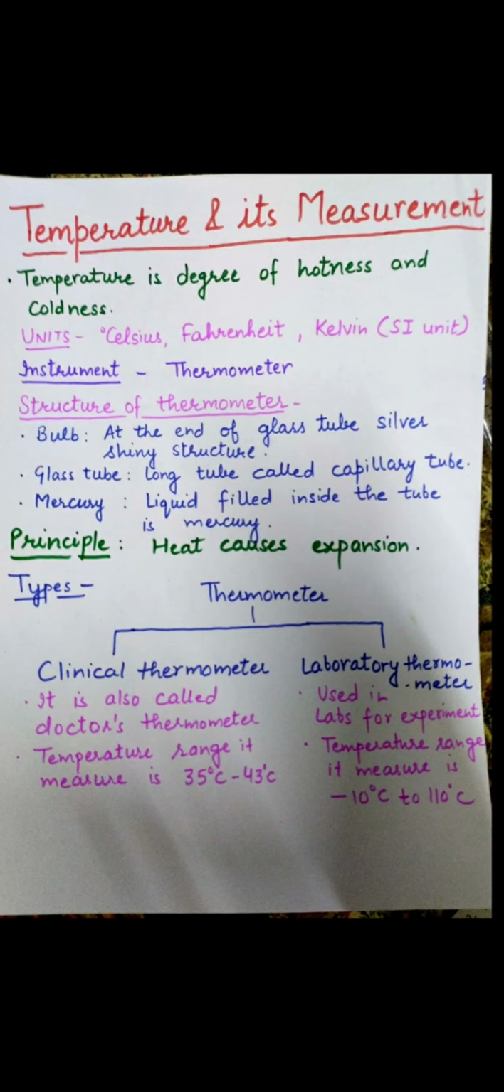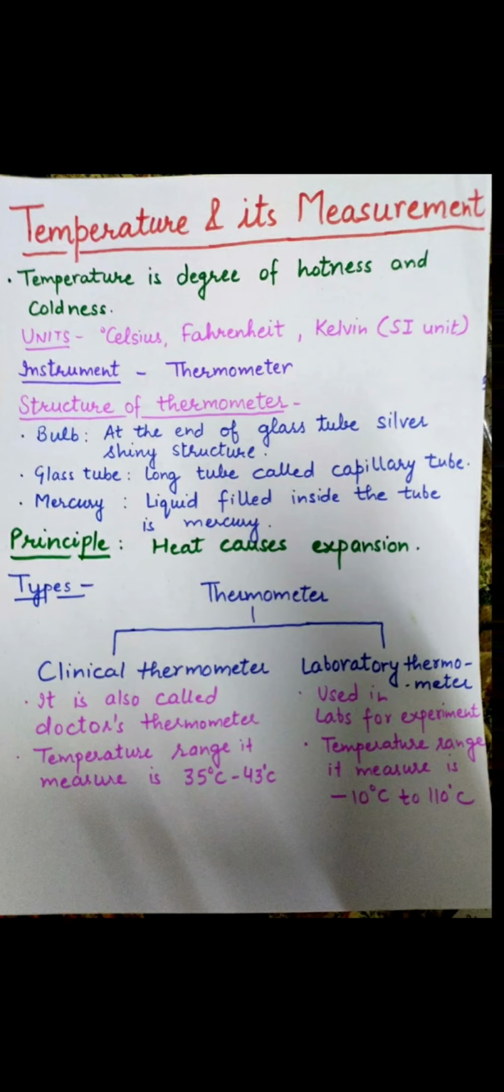The different kinds of thermometers we use are the clinical thermometer and the laboratory thermometer. The clinical thermometer, also called the doctor's thermometer, is used by doctors to measure the temperature of the body, whether you have a fever or not. The temperature range it measures is 35 degrees Celsius to 43 degrees Celsius.